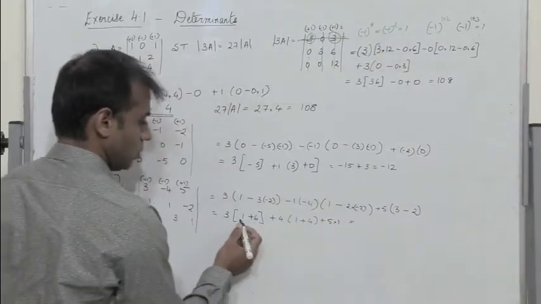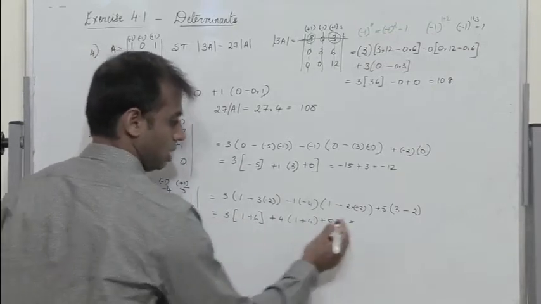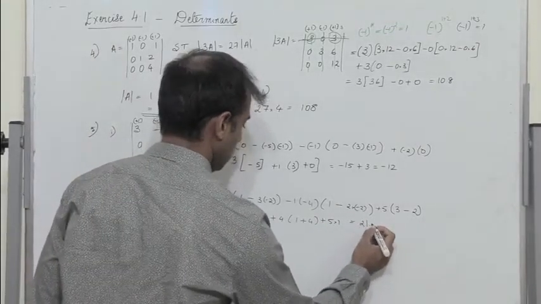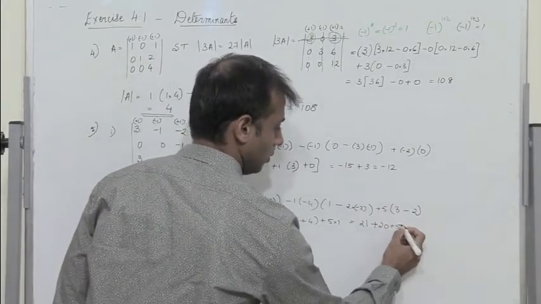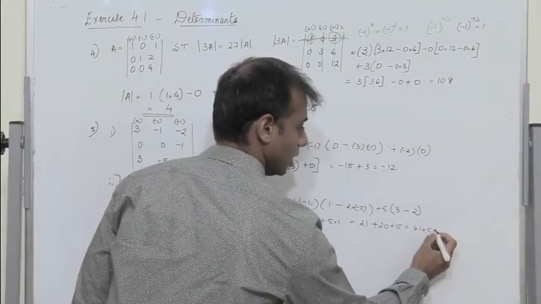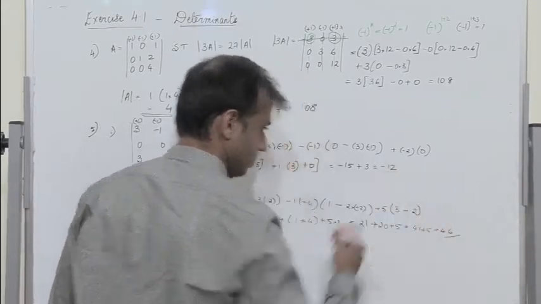So what do we have? So we have 7 into 3 is 21 plus 5 into 4 is 20 plus 5. So this is 41 plus 5, which is 46.